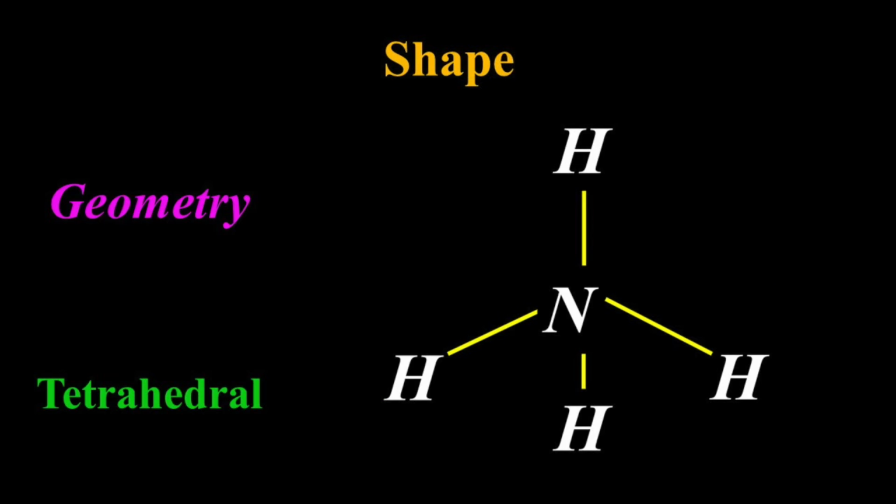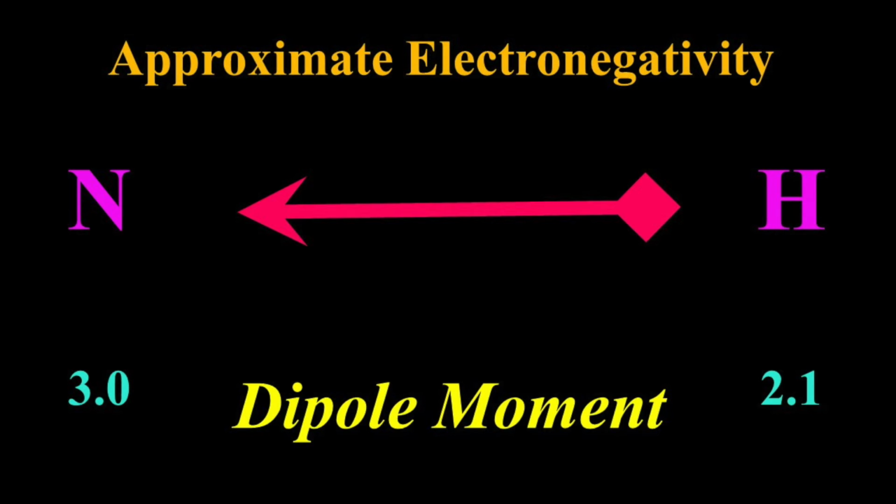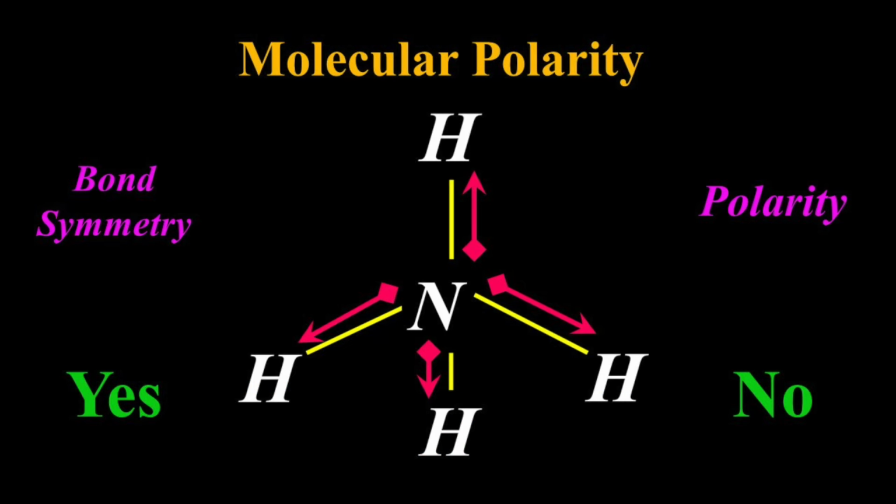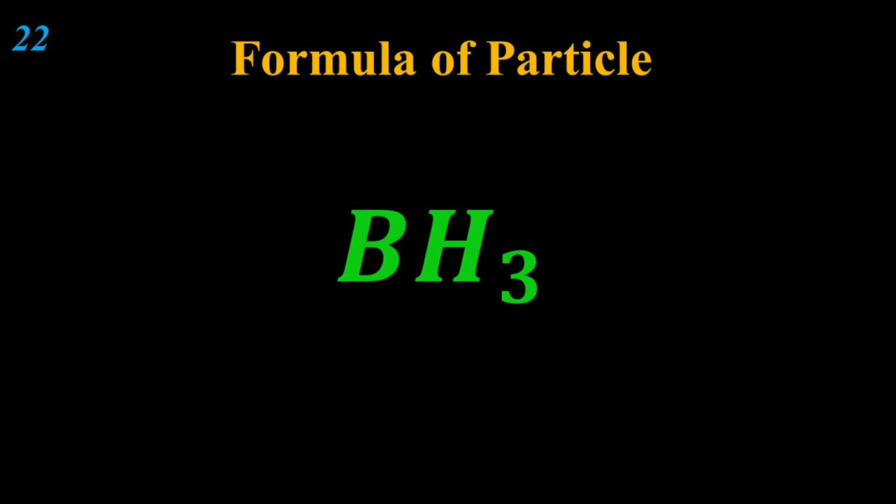Bond angles. Okay. Now, so the geometry is tetrahedral. And now we're going to place in the dipole moments, but you could probably guess already that the dipole moments will cancel and that you'll have both symmetry and no polarity. So it is a non-polar molecule. Okay, boron trihydride. All right.